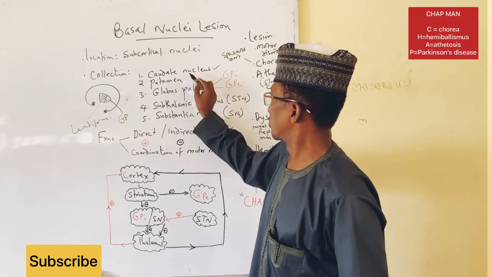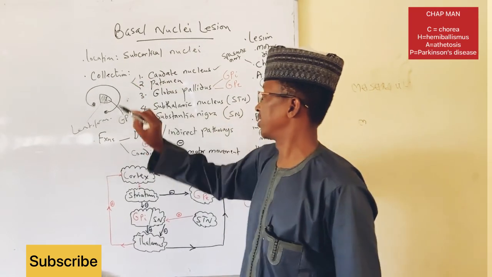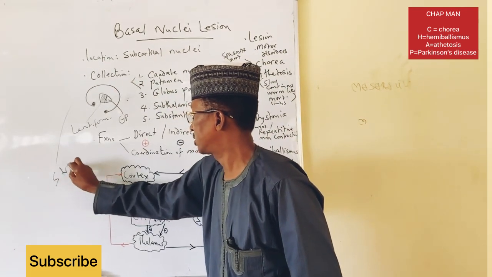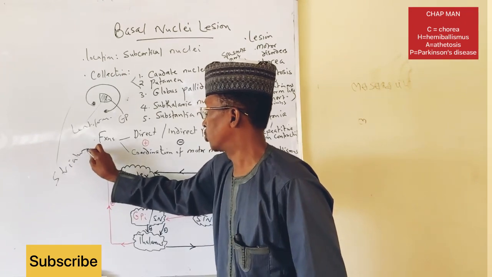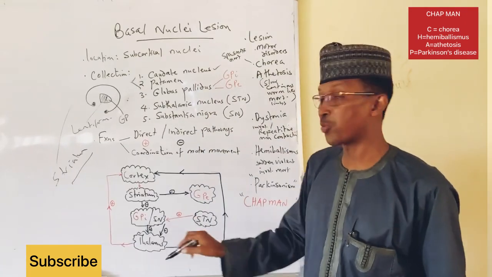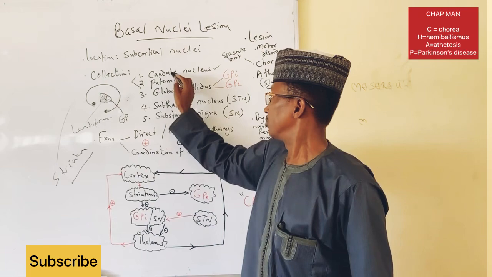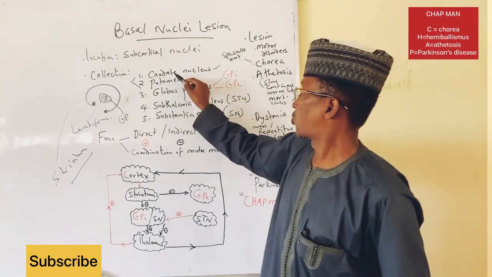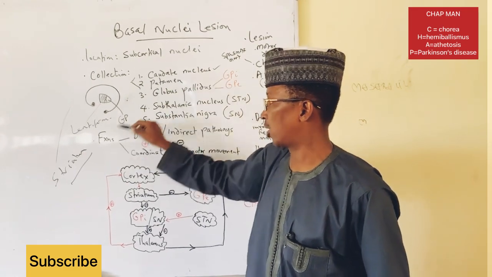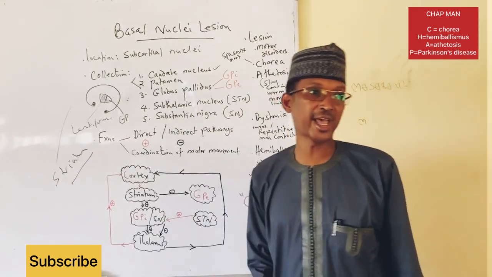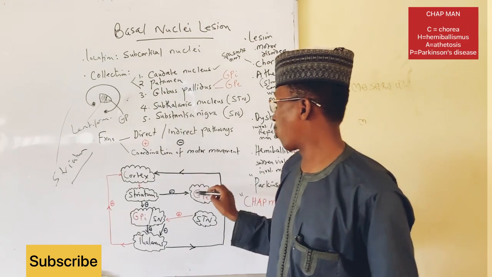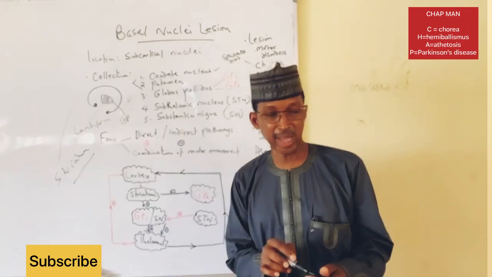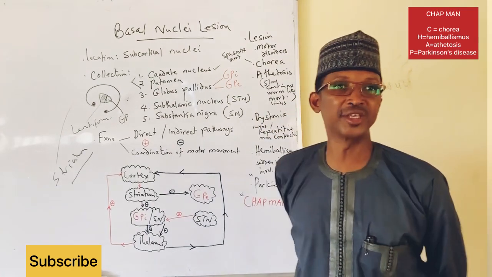The caudate nucleus, together with putamen, they are called striatum. So they are called what? Striatum. They are called corpus striatum because they look like a striped body. So the caudate nucleus and the putamen together they are called corpus striatum. So now we've seen the 5 structures that make up the basal nuclei.